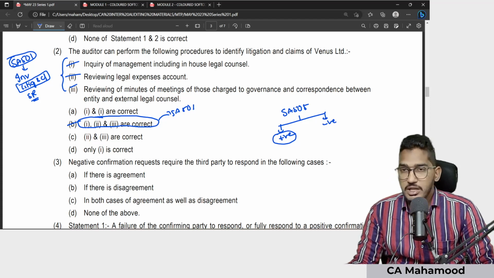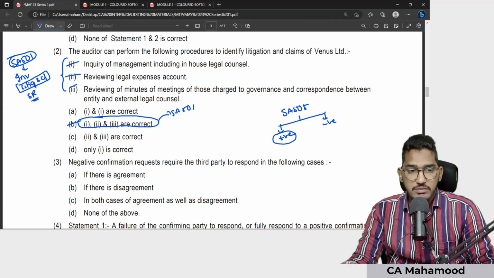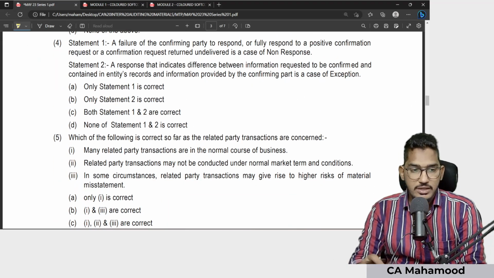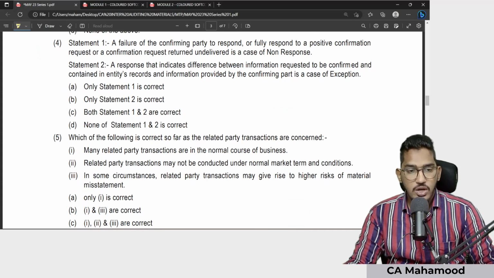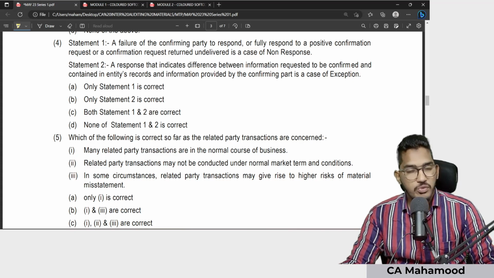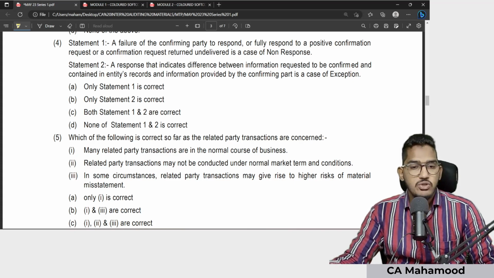So negative confirmation request requires a third party to respond in which cases? Only when there is a disagreement. So option B will be the correct option. Now let us have a look at the next question. Question number 4. Two statements they are giving. Statement 1. A failure of the confirming party to respond or fully respond to a positive confirmation request, or a confirmation request returned undelivered, is a case of non-response.